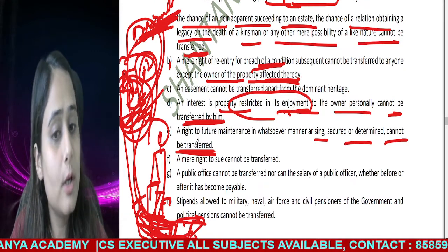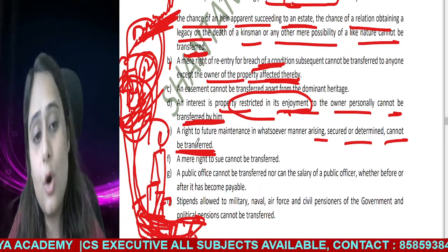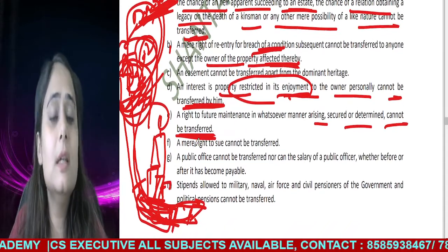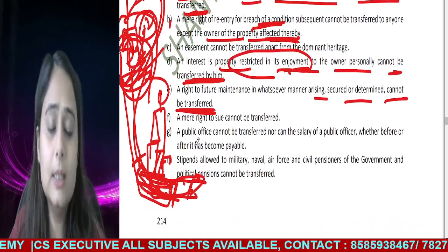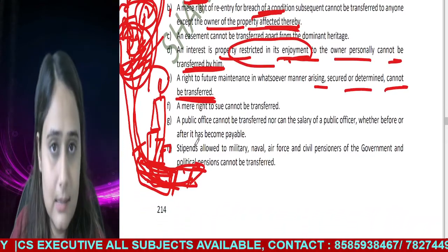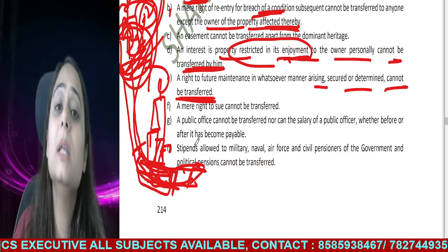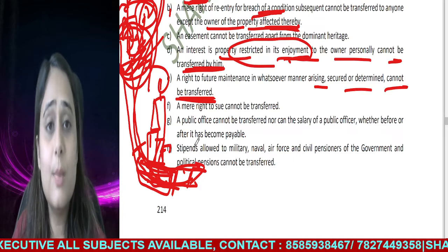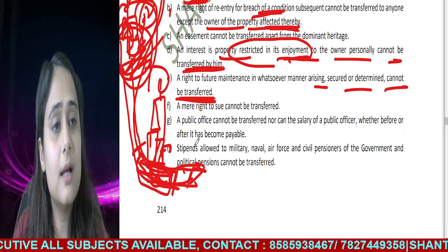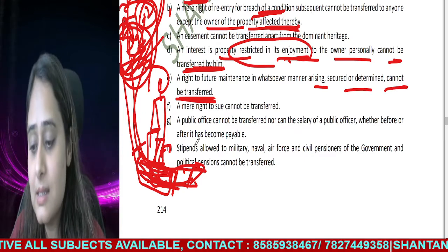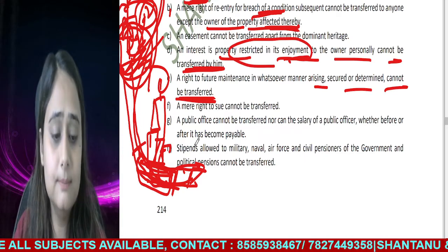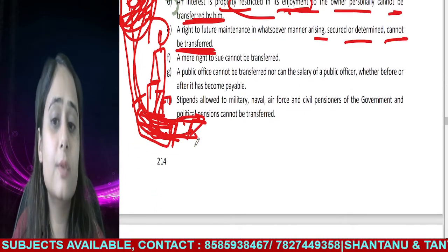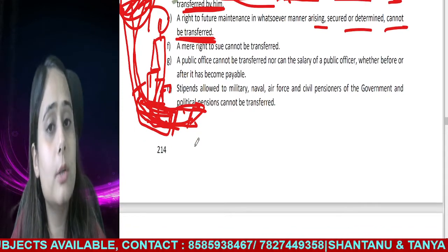Then public office cannot be transferred, nor the salary of the public officer, whether before or after it has become payable. See, if somebody is a government employee, then he cannot just transfer his position to anybody else, right? He cannot just transfer his salary to anybody else's account. After he receives it, he can distribute it the way he wants, but he cannot ask for another person's bank account and directly give his salary to that person's account, right? Stipends allowed to military, naval forces, civil pensioners of the government, and political pensioners cannot be transferred.